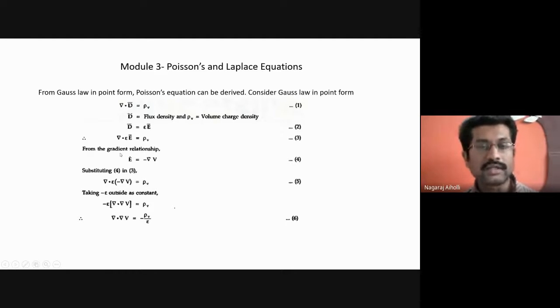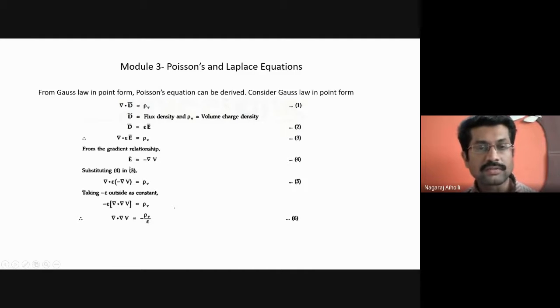Now we also know the relationship between electric field intensity and the electric potential. What is that relation? One of the important relations: E is equal to minus del V. That is, electric field intensity is the negative gradient of the electric potential.